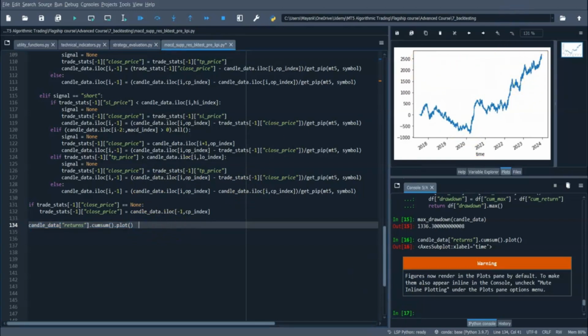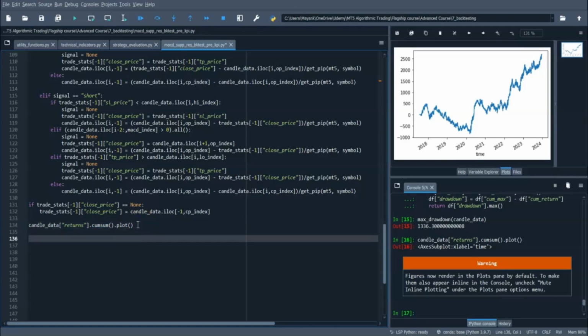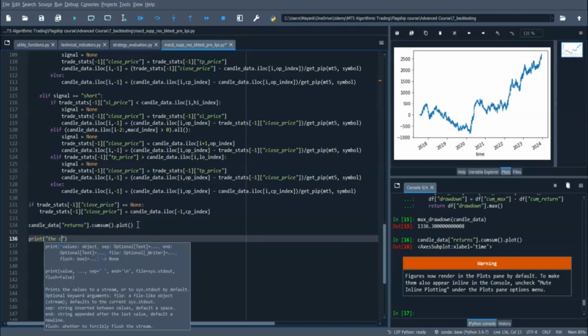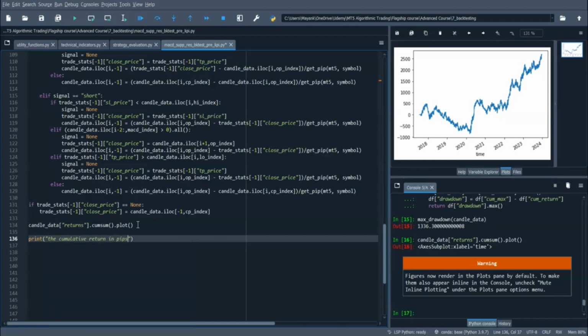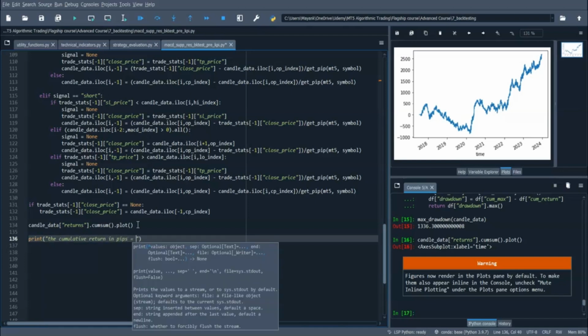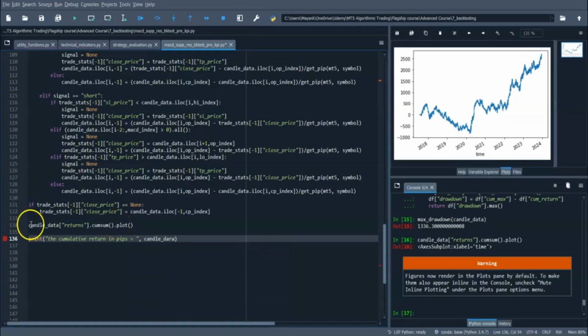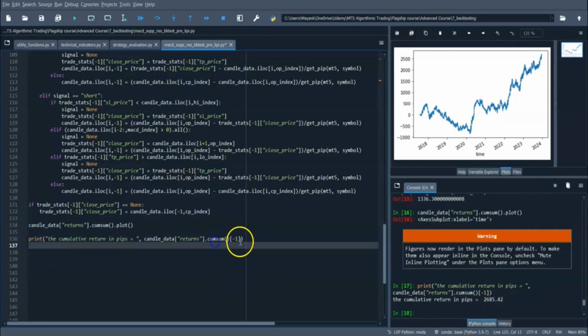Alright, and then also let's calculate the absolute return. Fairly straightforward. You already have the cumulative sum. All that we have to do is take the last value. So let us print out all the KPIs. The cumulative return in pips is equal to candle data. Let me copy this. Candle data returns comes from the last value. Alright. So if I run this, 2685.42.